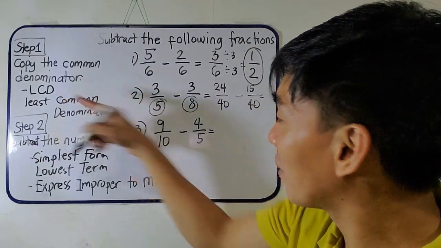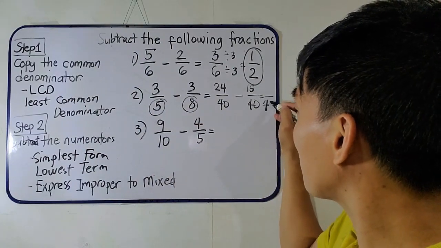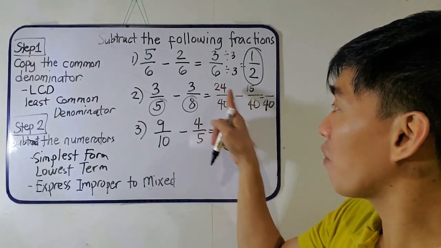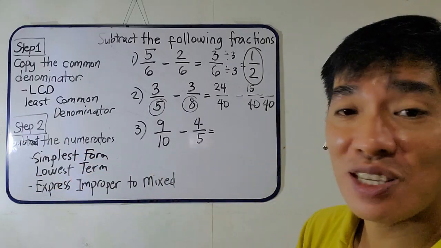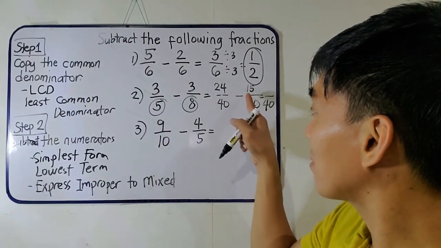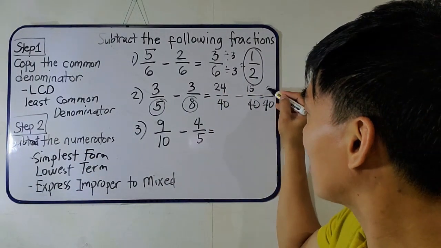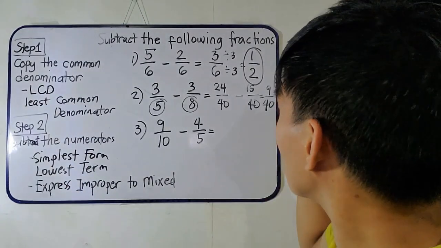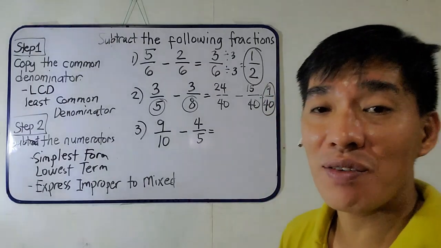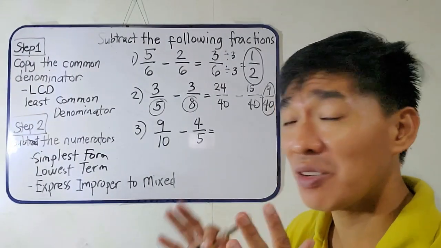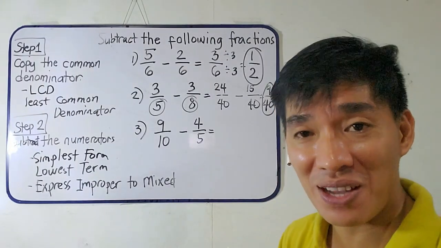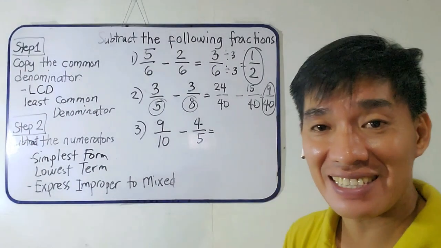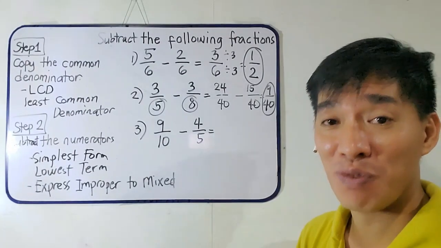Now this time they already have a common denominator, just copy 40. Now 24 minus 15, because you subtract the numerators. So 24 minus 15, I think that's 9. Question, is this already in the simplest form? Of course, 9 and 40 are relatively prime, or they don't have a common factor anymore. So that's already the final answer, 9/40.